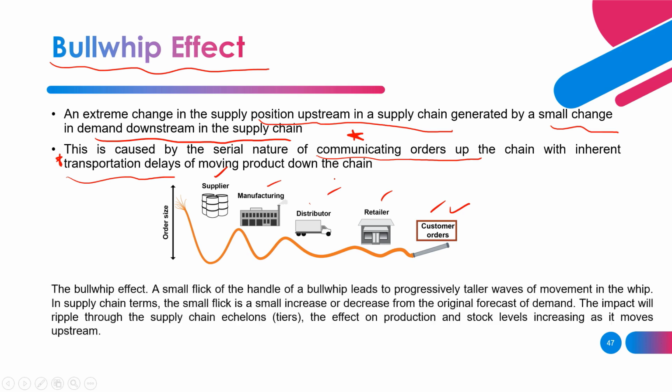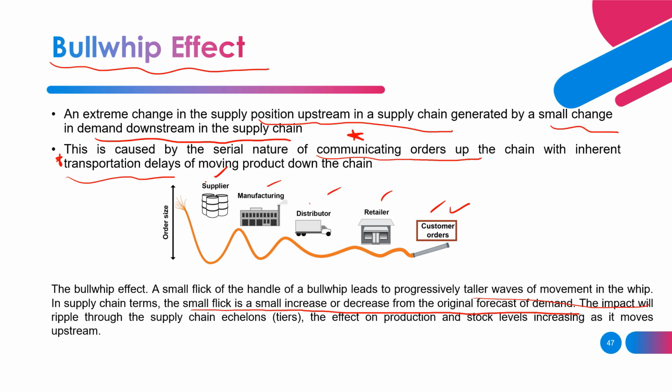So these whips, these small changes in a supply chain, cause the bullwhip effect. In supply chain terms, these small increases or decreases in the original forecast demand have an impact towards the upstream echelons, or tiers, of the supply chain. That's why upstream they need to maintain a certain stock level and produce a huge quantity, more than is needed.